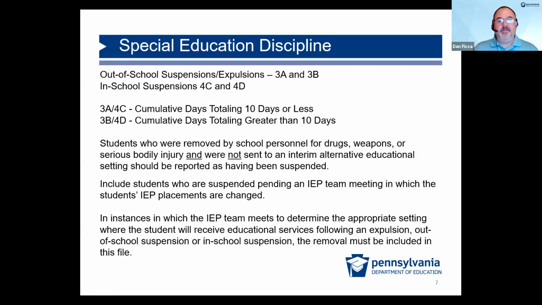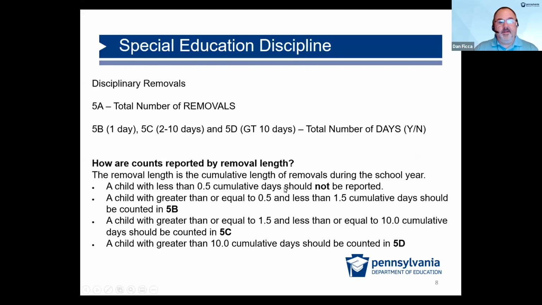All right, so everybody understands in-school suspensions, out-of-school suspensions, expulsions for Table 9A. Okay, column 5, A, B, C, D. First thing is 5A is total removals. It has nothing to do with the number of days. So a student could be removed 5 times throughout the year, and that could count for 52 days. All we want to see is five removals.